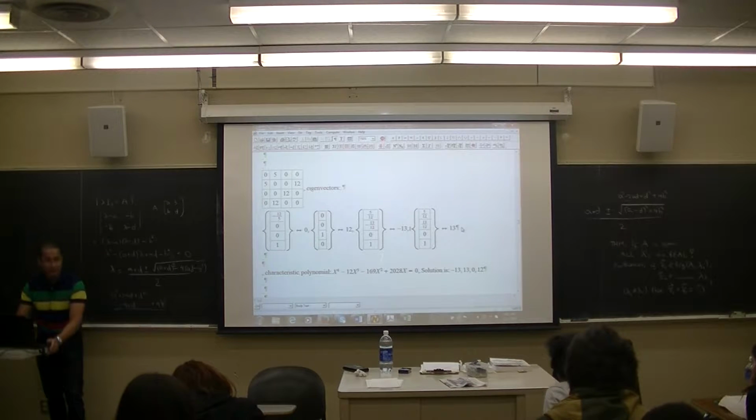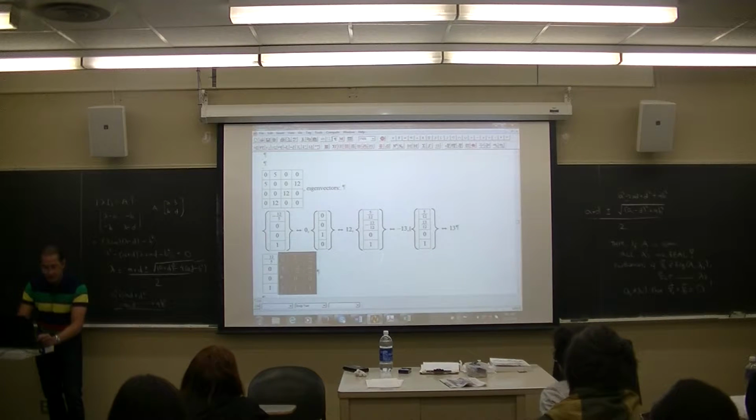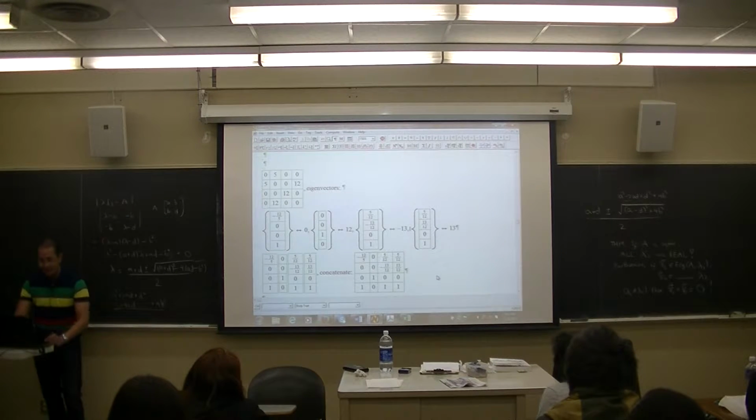So the recipe, if you remember it: you put these 4 vectors together and make a 4x4 matrix. It doesn't have to be in any order, so we can take any order we want. 1, 2, 3, 4. Then we'll put it together. So concatenate, that is the command. Compute matrices, concatenate. There we go.